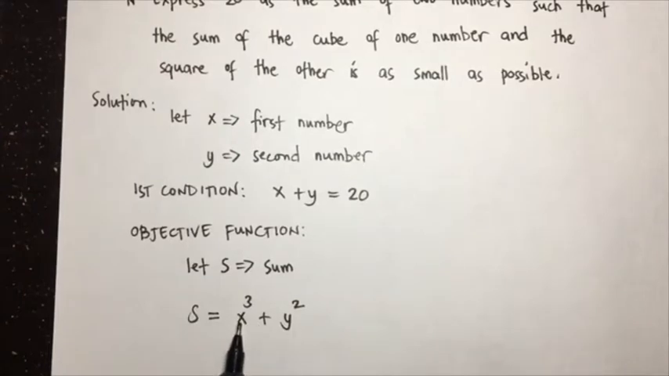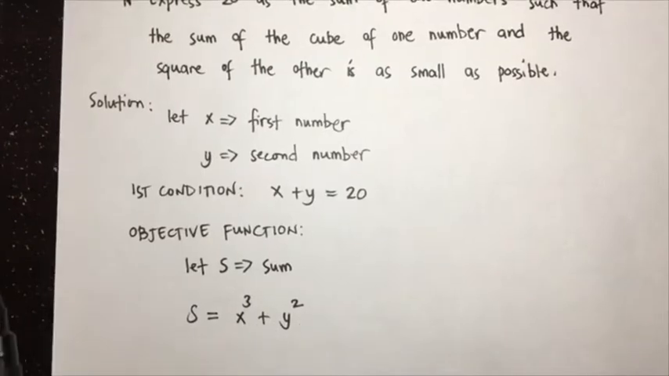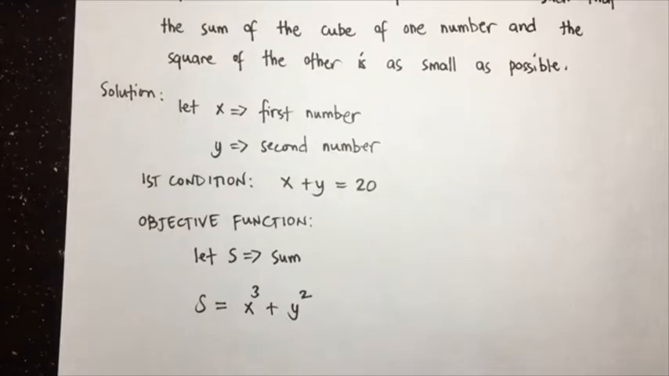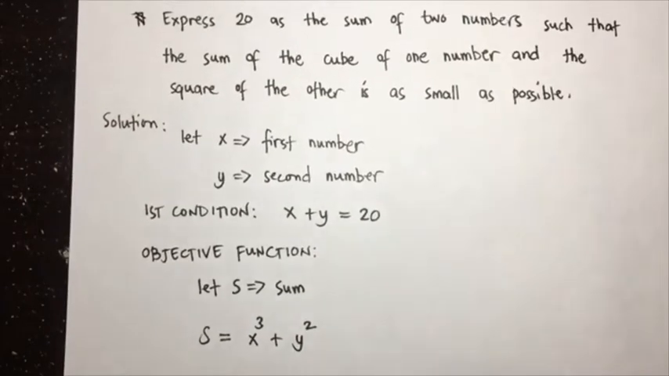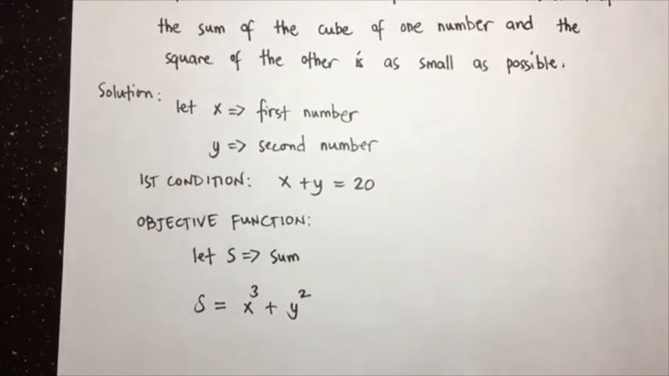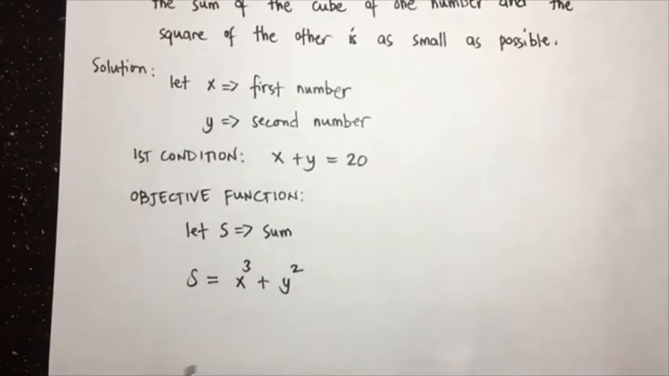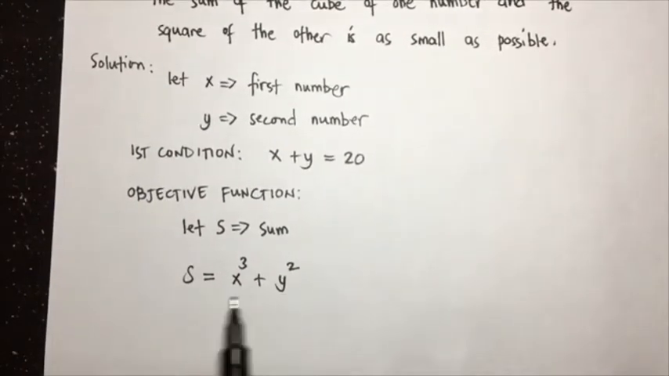So s is equal to x cubed plus y squared, the cube of one number plus the square of the other. You can also express it as x squared plus y cubed. If you do that, later on you will see that you will still get the same answers. So this is now our objective function.